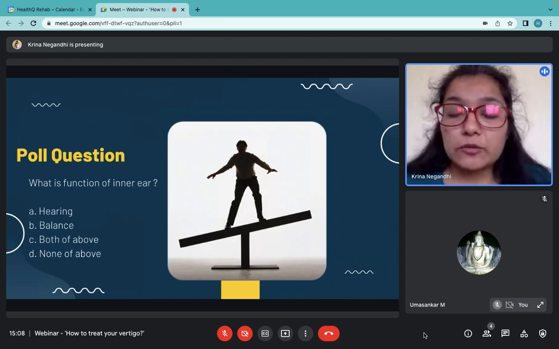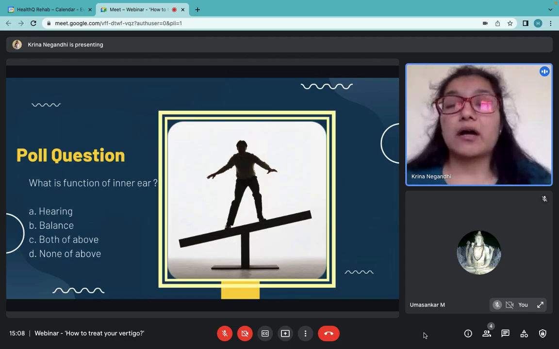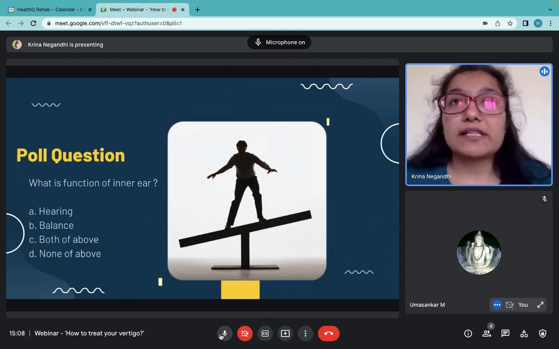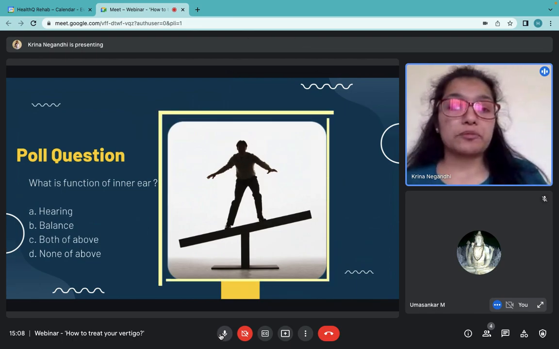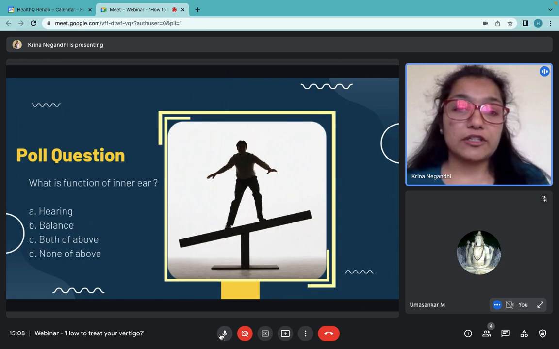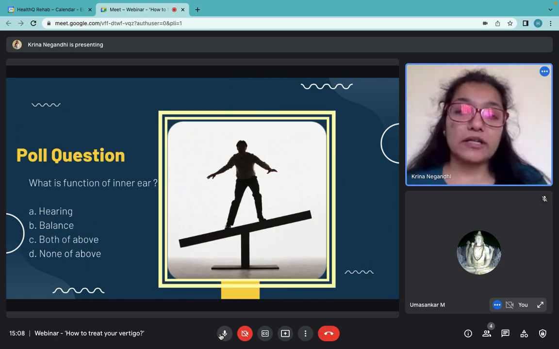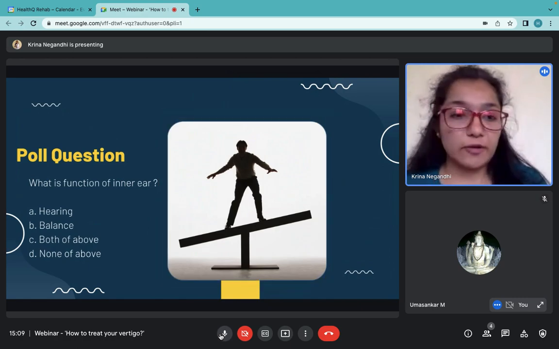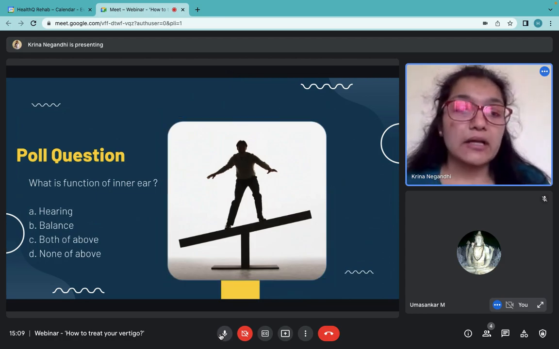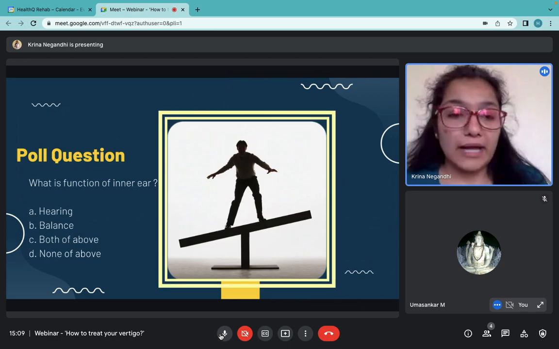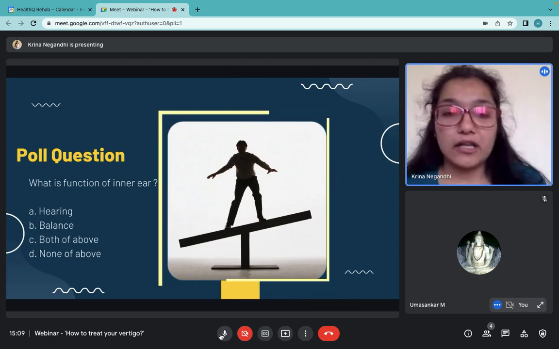So I would like to know what the basic function of the vestibular system is all about. There are four options here. As we understood the functions of the inner ear, what does the inner ear basically function for? Does it involve only hearing? Does it only involve balancing? Both of the above, or none of the above.